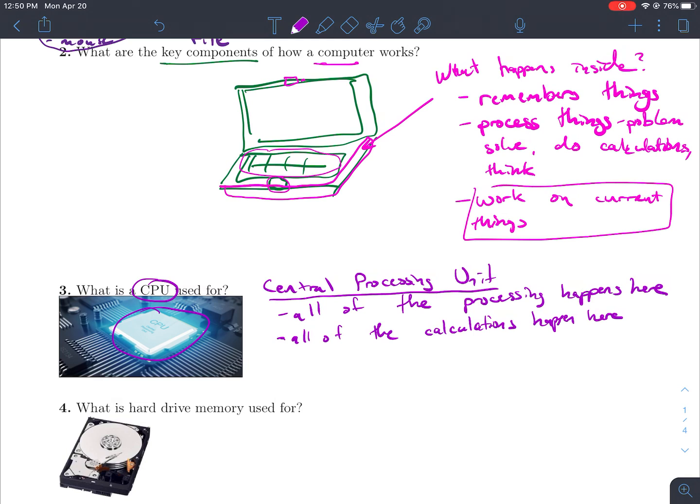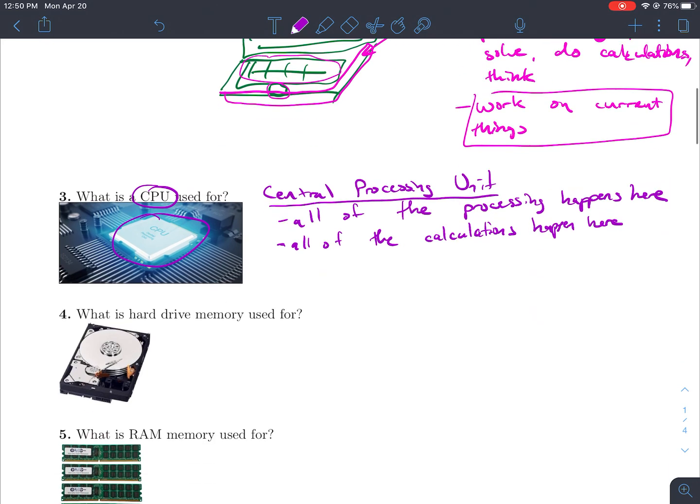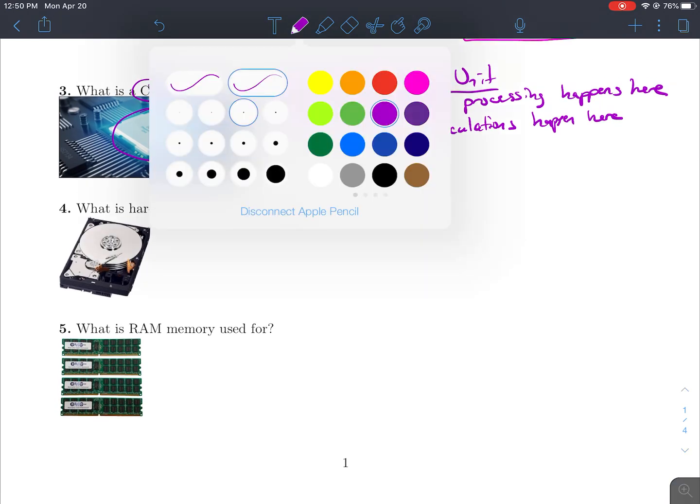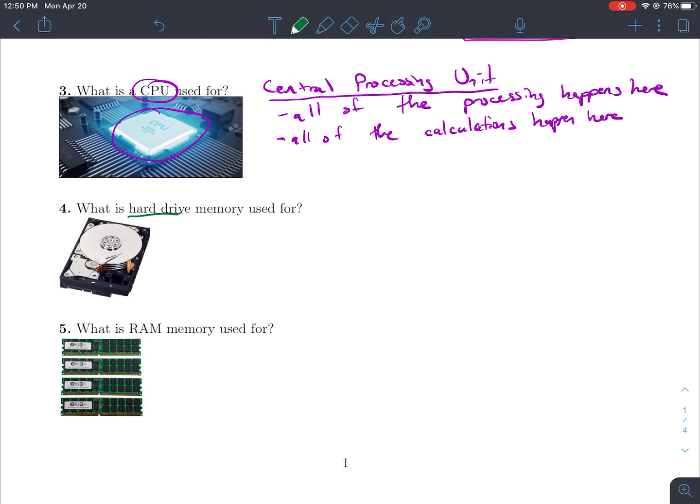But doing all these calculations would kind of be irrelevant, right? Unless we could actually remember what we were doing. So your computer has two different types of memory, as we hinted at before. One of these is called hard drive memory. And hard drive memory is long-term memory.